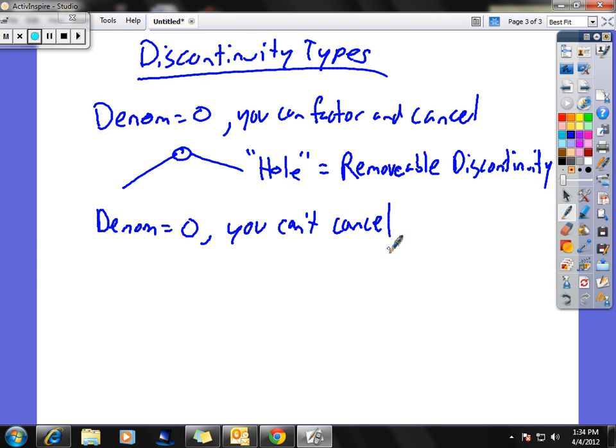What do you have on a graph at that point? You have a vertical asymptote. Okay? A vertical asymptote. So both of those have a denominator equal to 0, so that would be something like this. So if you can cancel it, it's a hole. If you can't cancel it, it's a vertical asymptote.